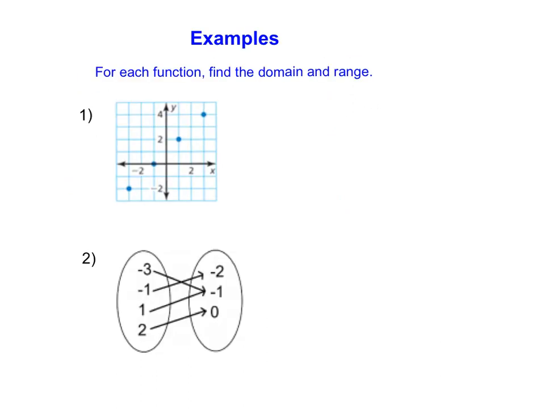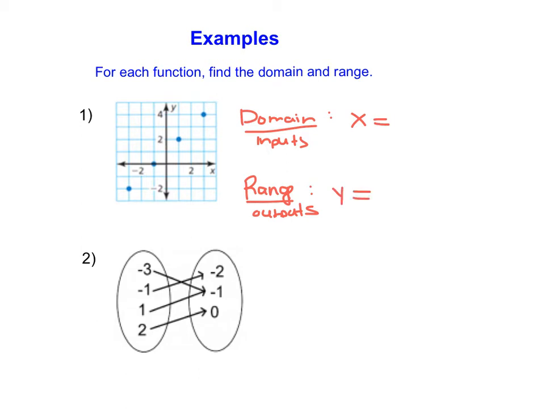So let's start by identifying the domain and range of some functions that we've already seen. Here we can see we have two different representations of a function, and what we're going to do for each is identify the domain, which remember are our inputs. So I have the domain, which are the inputs, and the range, which represents the outputs. And what I'm going to do for each is identify the possible inputs or the x values and the possible outputs or the y values. To start, I'm going to put x equals and y equals to remind myself that I'm finding x and y values for my inputs and my outputs.